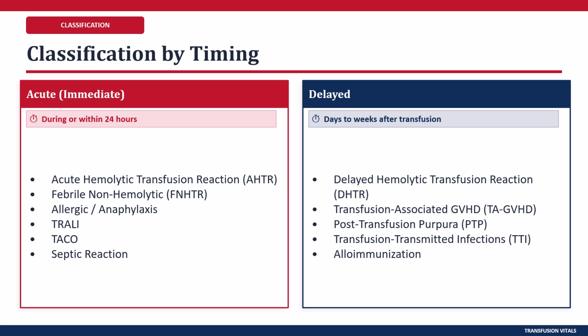Delayed reactions, as the name suggests, manifest days to weeks later. The most important is DHTR, delayed hemolytic reaction, which often presents as an unexpected drop in hemoglobin after what appeared to be a successful transfusion. TA-GVHD, though rare, is often fatal. The golden rule: any patient who deteriorates after a transfusion, even days later, must be worked up for a delayed reaction.